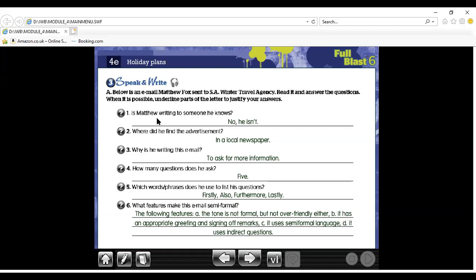Check your answers, please. The first question: is he writing to a known person? No. Where did he find the advertisement? Of course, in a local newspaper. Why did he write? To ask for more information. And the number of questions. The words he used to organize his writing: he used firstly, also, furthermore, and lastly. And now we improve that. It's a semi-formal email.